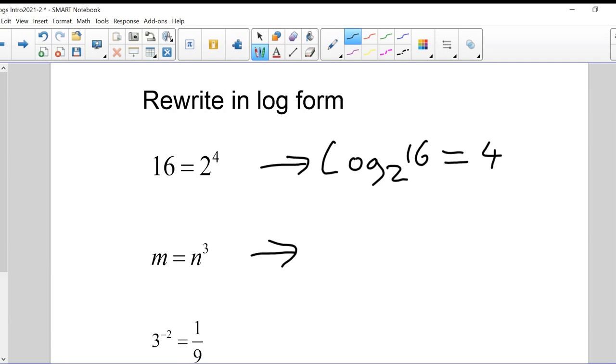I'm going to do the same thing here. If m is equal to n to the 3, then the log base n of m is equal to 3, right? So again, I'm using the base as being the base of the exponential form. There's my base right there. And then I'm making the exponent what the log is equal to. In this case, it's 3.